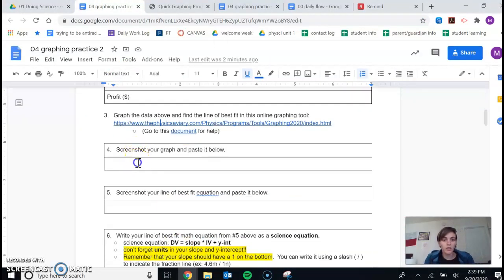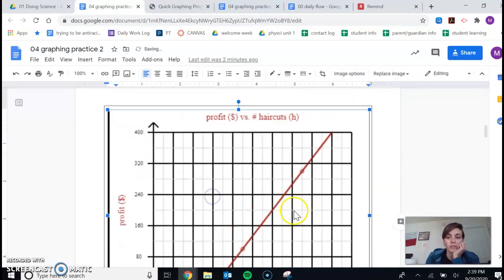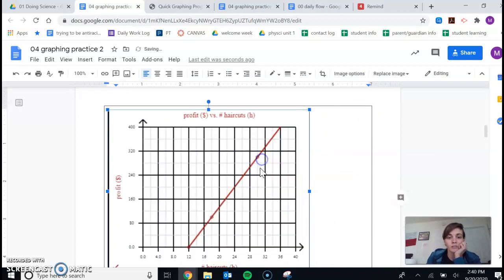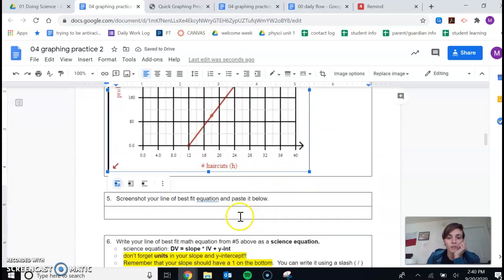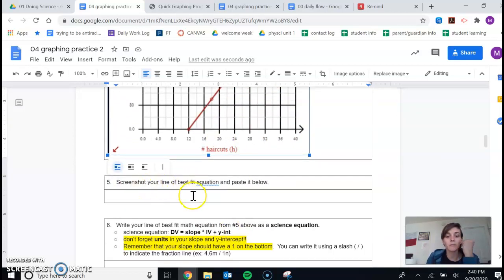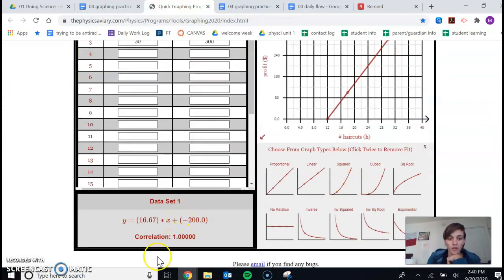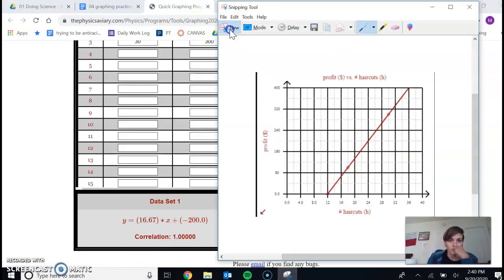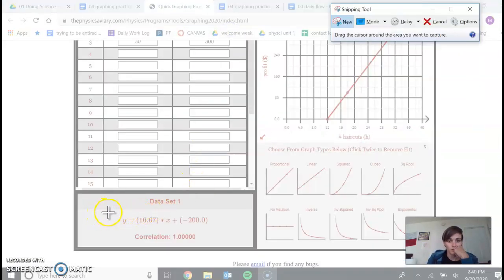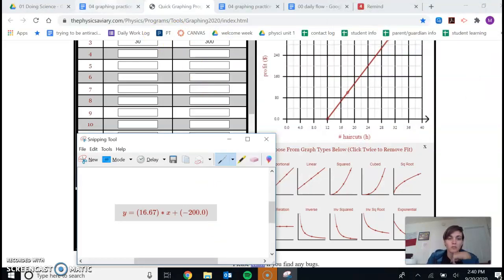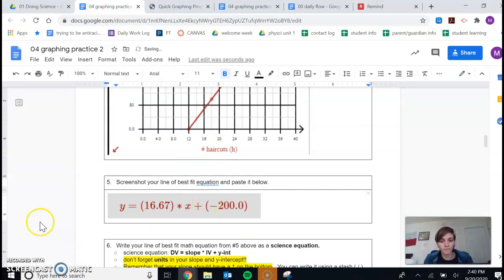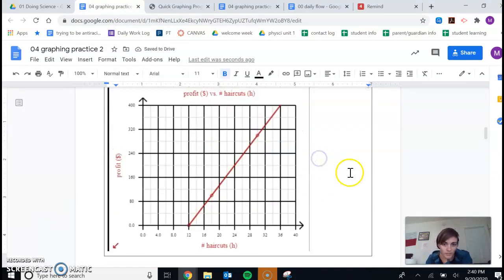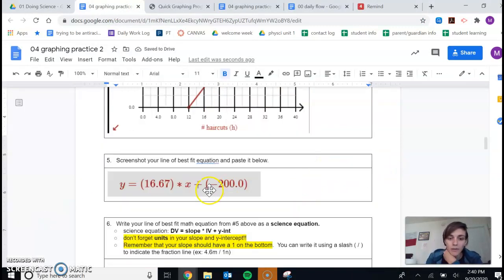You're going to put it in right there in this little box here. Okay, and then I need to screenshot my line of best fit equation as well. So that is here. Again, Control Shift Change Screen button. That comes down here. Okay, great. So I've got my graph, I've got my line of best fit, my math equation, right?